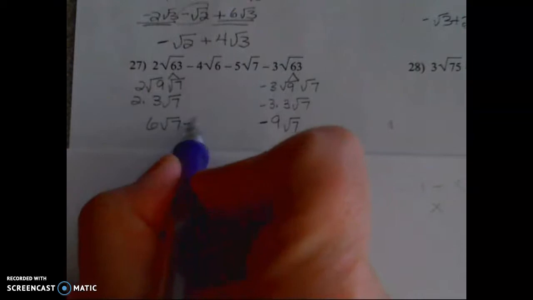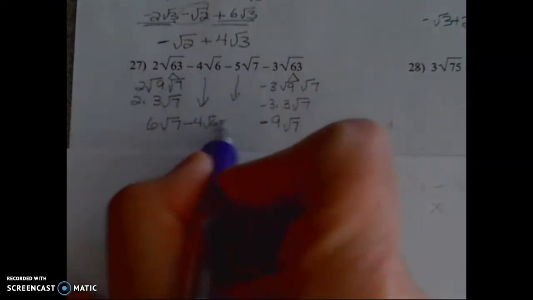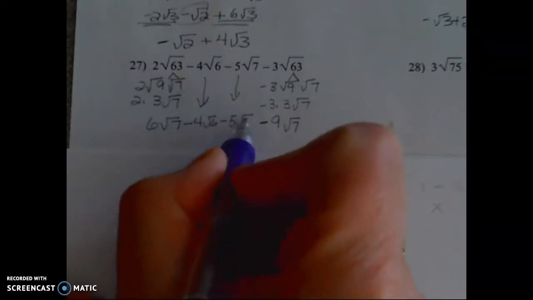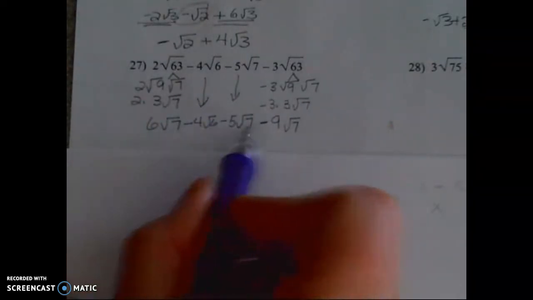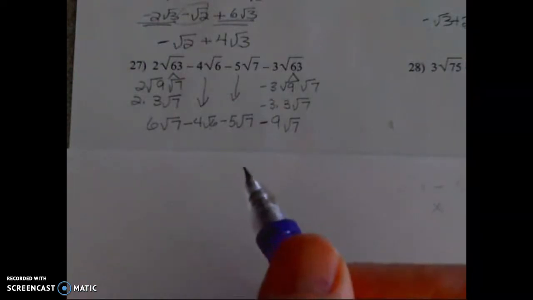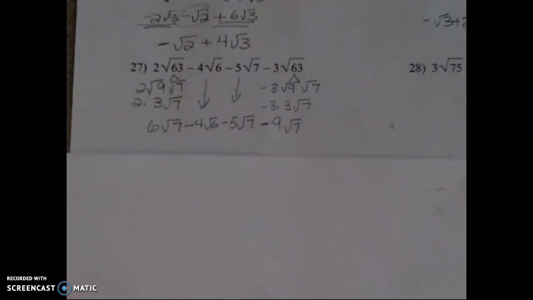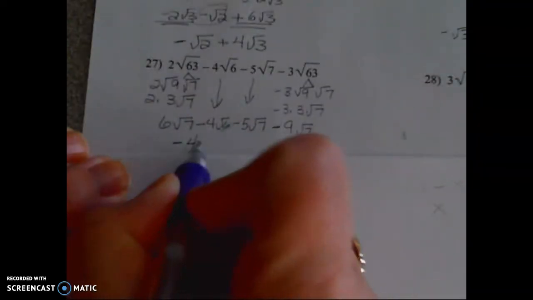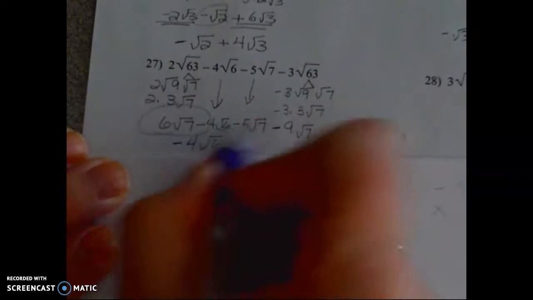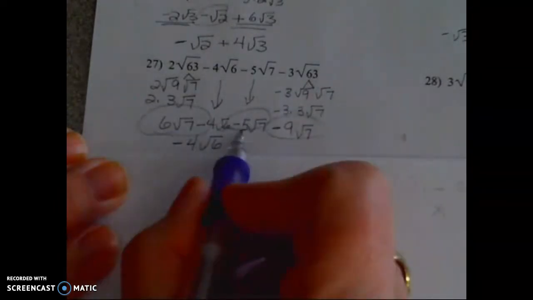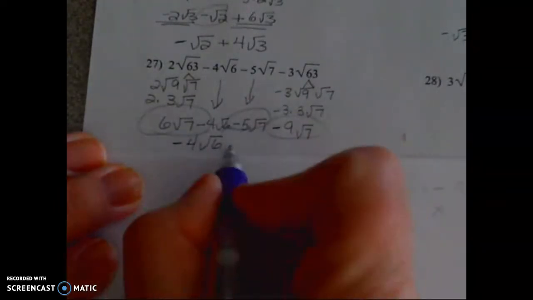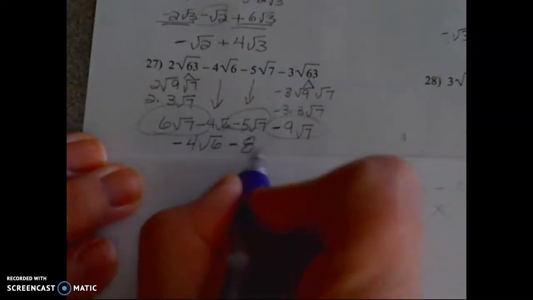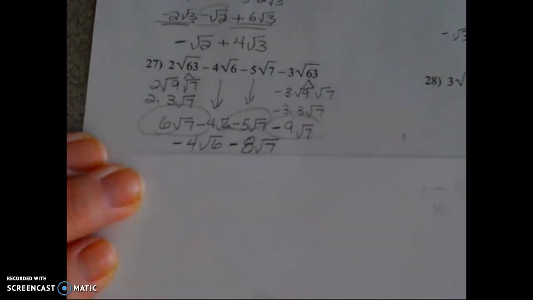I'm going to bring these numbers down that I haven't used yet. Negative 4 root 6 comes down, and that negative 5 root 7 comes down. Okay, now we're all set up. These are all in the simplest form, so we can put our like terms together. Let's take care of that 4 root 6 first, because that's the smaller radical. We'll put these 3 together. 6 minus 5 is 1. 1 minus 9 is negative 8. The number under the radical never changes.